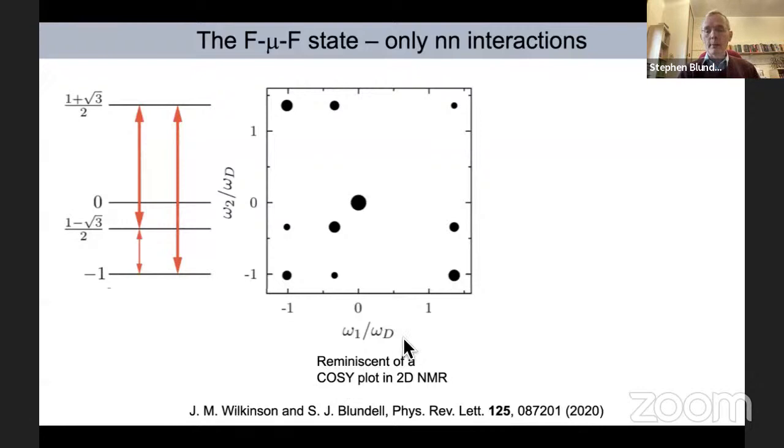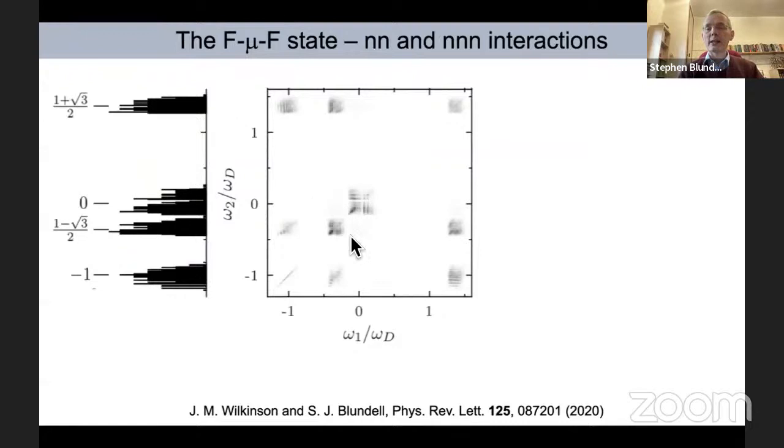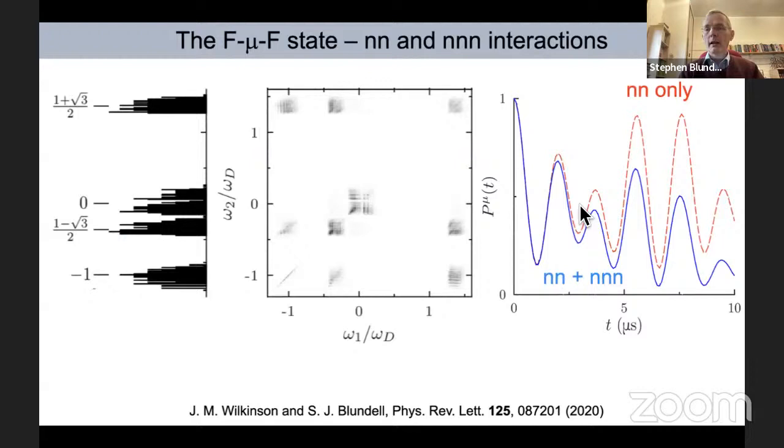Now, if you add in the next nearest neighbor interactions, you've now got 2048 energy levels. So those four energy levels there broaden into these bands. And the equivalent plot looks like this. So you can see you've gone from these nice sharp dots to these things being smeared out. And therefore, when you plot the polarization as a function of time, you can now see where this relaxation is coming from. The relaxation is coming from the fact that we've broadened out those energy levels by including the more distant interactions.